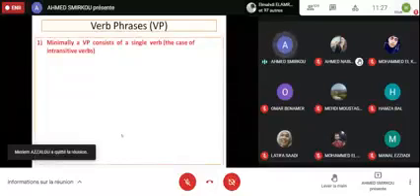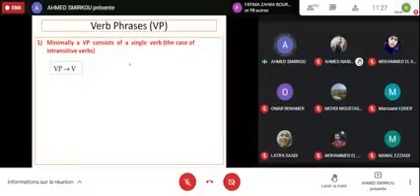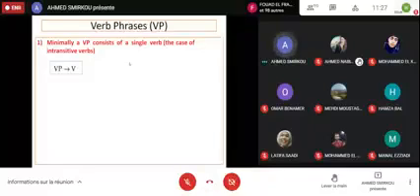Minimally a verb phrase consists of a single verb, and this is the case of intransitive verbs. Intransitive verbs do not require an object. They require only one argument, which is the subject. For example, he smokes. So smokes is a verb phrase. It consists of the verb alone. So the only obligatory element in a verb phrase is the verb. For example, Ignatius left. So left is a verb phrase and it consists of only the verb.